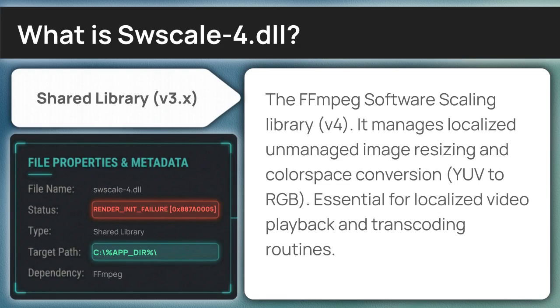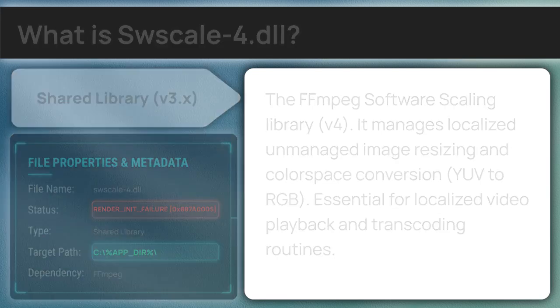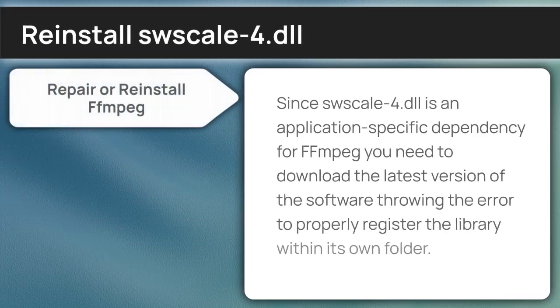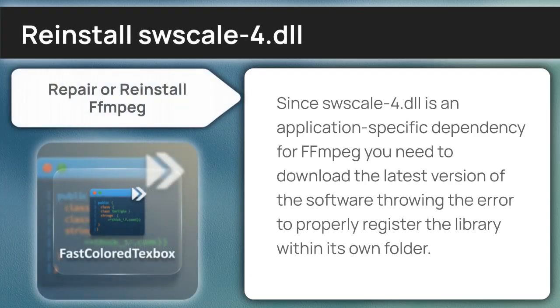Now that the technicals are covered, let's run the official installer. Since the swscale-4 library DLL is an application-specific dependency for FFmpeg, you need to download the latest version of the software throwing the error to properly register the library within its own folder.